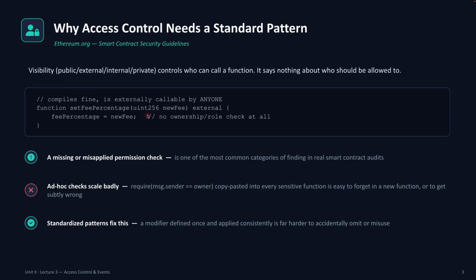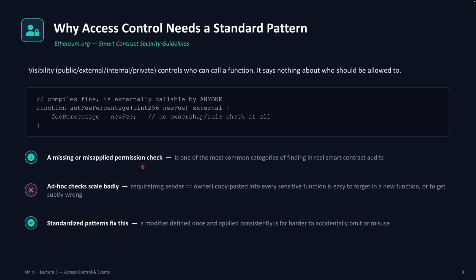Whoever calls this function will set the state variable feePercentage equal to the new fee which is passed as a function argument. However, so far we haven't answered why access control needs a standard pattern. The answer is as follows. A missing or misapplied permission check is one of the most common categories of bugs found in a smart contract audit.